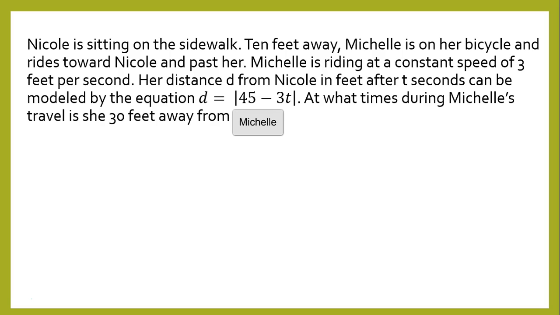Okay, well, let's go ahead and take a look at that. Whenever you see a word problem, the first thing we want to do is identify equations. We have a very important equation right here. And in this equation, we have d, which is distance, and t is time. Also, notice that it says at what times. So there's more than one answer. Because when she's riding towards her, she's going to be on one side.